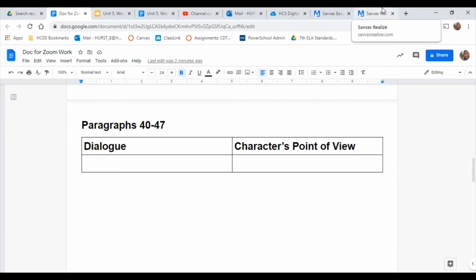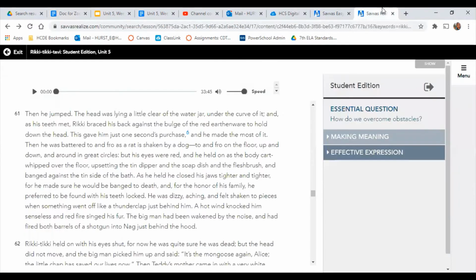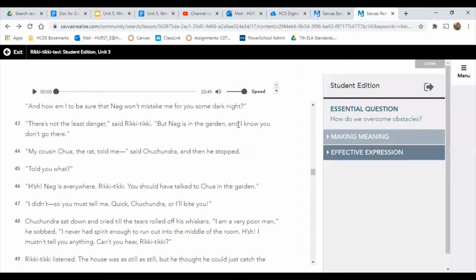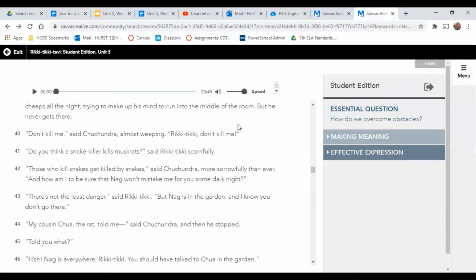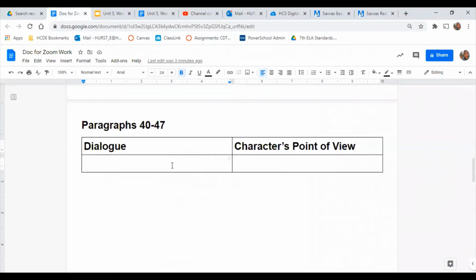So our first step is to read through those paragraphs and figure out what two or more characters are talking. Go ahead and read through. It's not very long because it's dialogue, paragraphs 40 through 47. I immediately see that Chuchundra and Rikki Tikki are talking. So basically I'm going to split up what Chuchundra is saying and what Rikki Tikki is saying on my dialogue. I'm going to start with what Chuchundra is saying. I'm going to switch my font size to a little bit smaller.